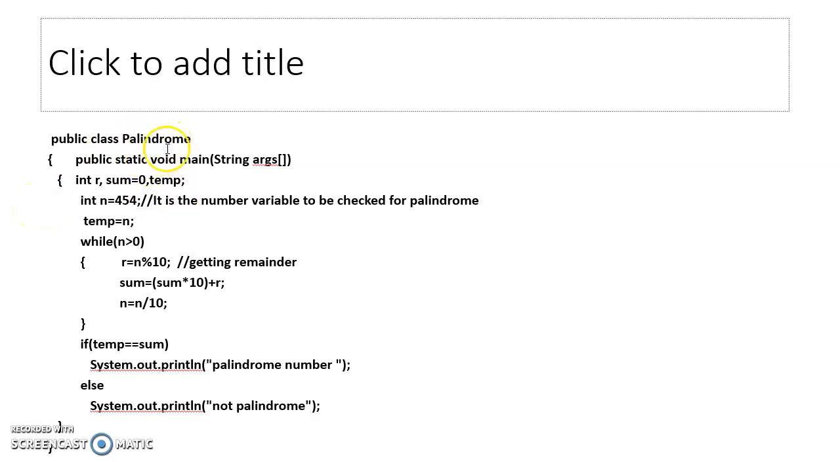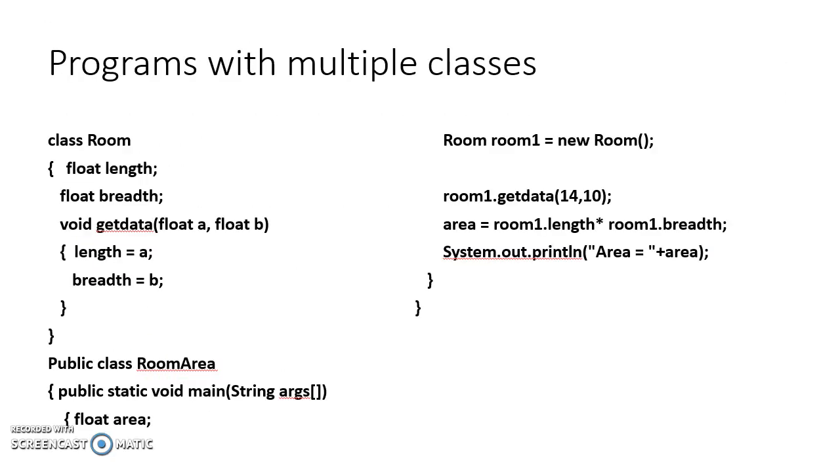For example, you have a class palindrome over here, and you have the main function which defined all these things, and you saw how it worked. Now, Java can involve programs with multiple classes also. So if you look over here, you can see that there is a class called room, which has a length variable and a breadth variable.